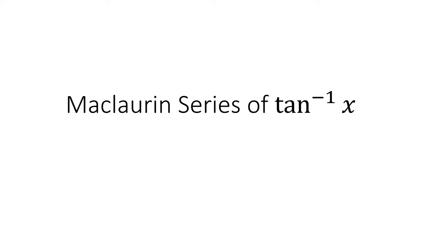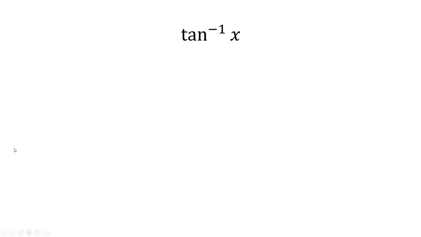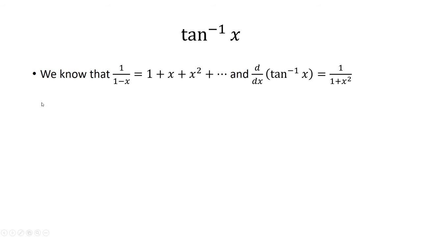In this video, we'll be finding the Maclaurin series of inverse tangent of x. In order to find the inverse tangent of x, we need these two pieces of information. First, 1 over 1 minus x is a geometric series. It's 1 plus x plus x squared plus x cubed plus x to the fourth, etc. Here we're going to multiply by x to get to the next term.